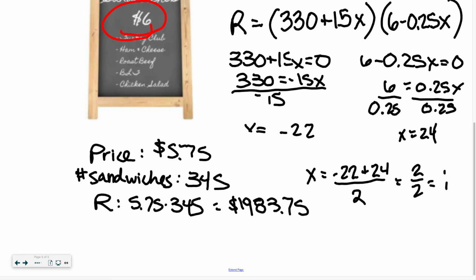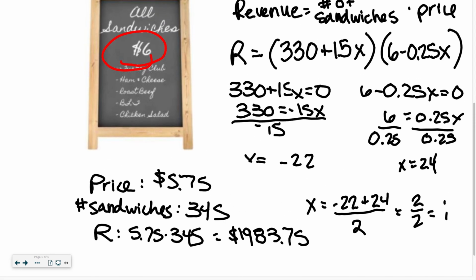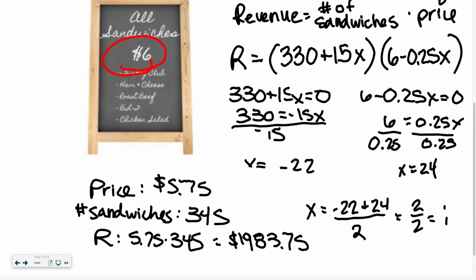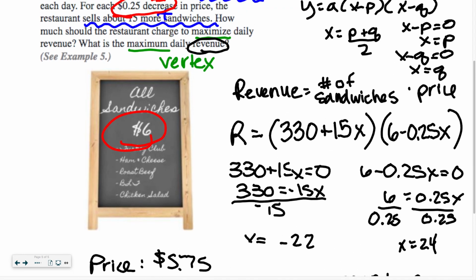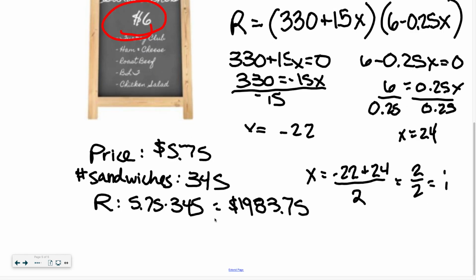Okay. Then just make sure that you've answered the question. If I scroll up, remember the question was, how much should I charge? $5.75. What's my maximum revenue? $1,983.75. Now I could certainly lower my price, maybe to $5.50 or $5.25, and I'll sell a lot more sandwiches. But due to the payouts I'll have to make, the cost of supplies and things like that, it won't be my maximum revenue.